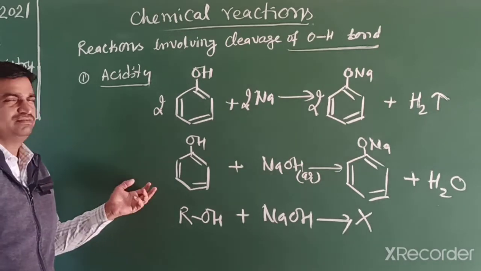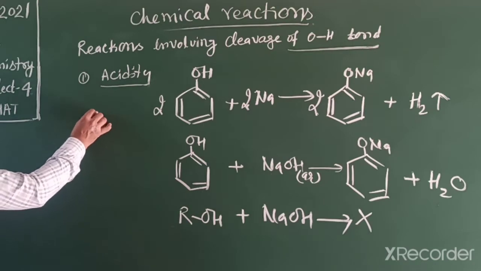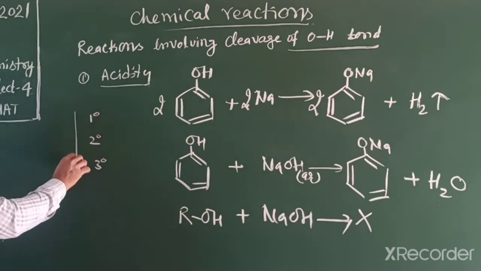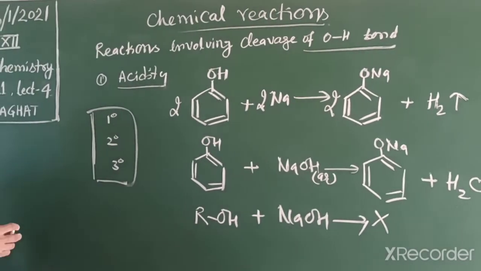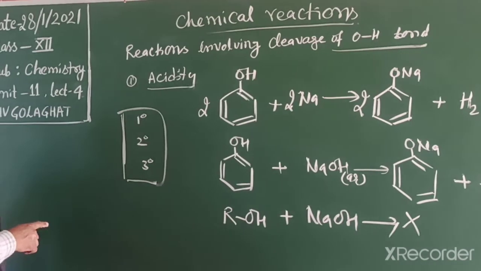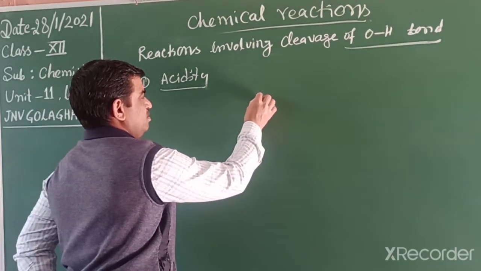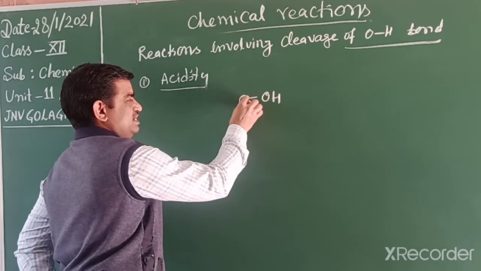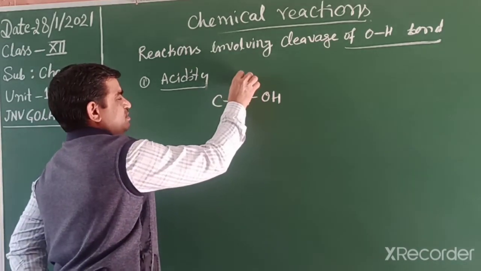And again, alcohols are of different types: primary alcohol, secondary alcohol and tertiary alcohol. So among primary, secondary and tertiary, which is more acidic? We will explain now. Primary alcohol means when the carbon bearing OH is attached to at least one carbon, that is a primary alcohol.